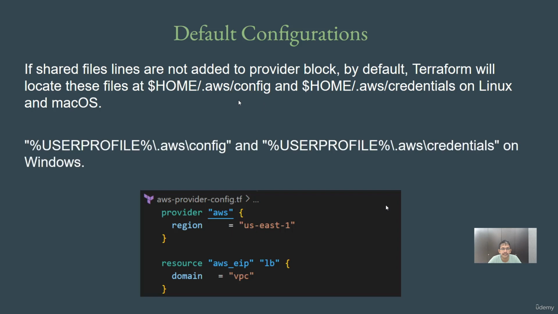And when we discuss Windows, the path is user profile AWS config. You have a user profile AWS credentials. So now, even if you just specify provider AWS region US East 1, that should do. The credentials, if you have added to this specific path, Terraform will directly take it.